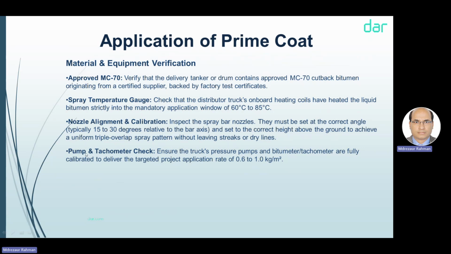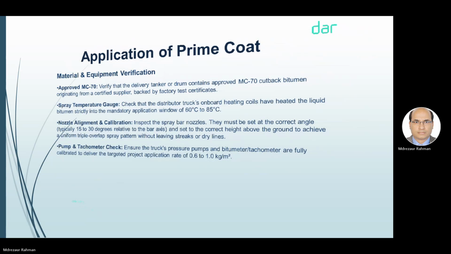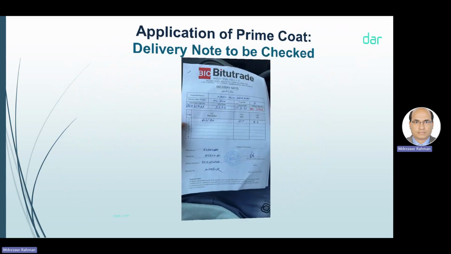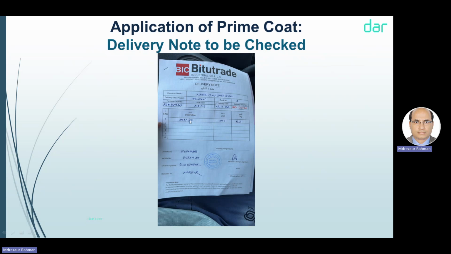And the last one is the pump and tachometer check. The tachometer also shows the flow rate. Normally I check the tachometer on that side, but they are not using the tachometer. They are using the board manually. This is a delivery note. Let's show the sample. If you see, this is MC70. We have to check the B2 thread, the supplier approval.